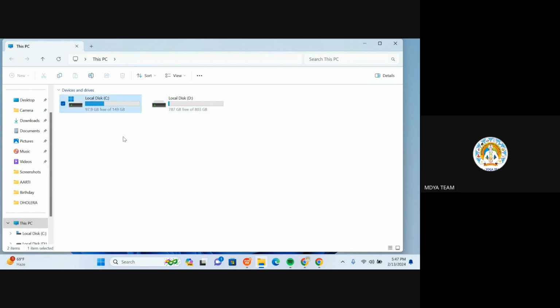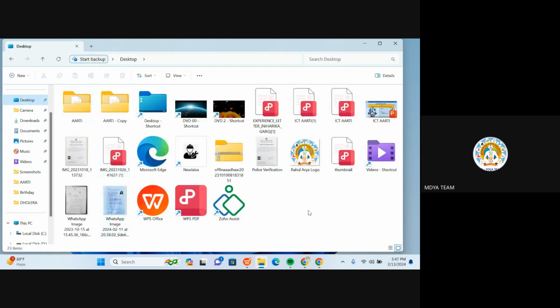What are these devices? These are the secondary storage. The data is stored in the secondary storage. When I click on it, this will open: desktop, downloads, documents. When I click on Desktop, all the data of my desktop will be opened. So all this data is stored in the secondary storage.